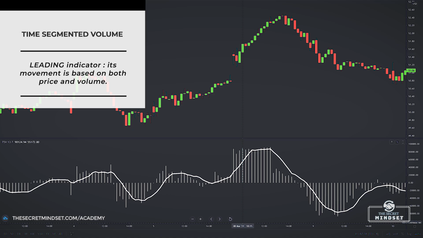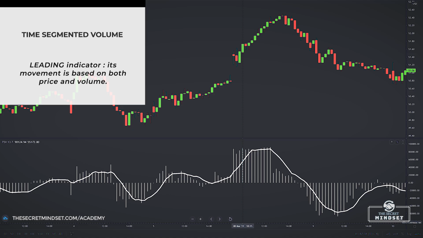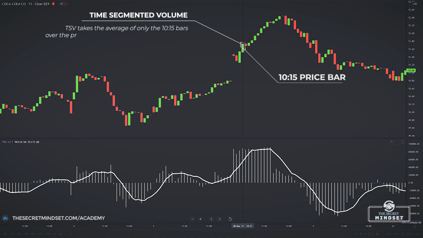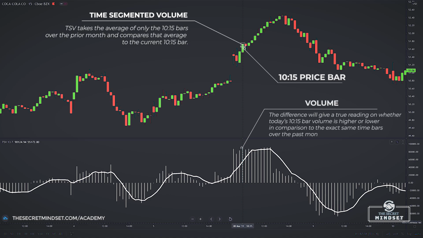Here's the key to why the time segmented volume works. Let's start with the volume on a 15-minute chart, and for example, look at the 10:15 bar. Now, take the average of only the 10:15 bars over the prior month and compare the average to the current 10:15 bar. The difference will give a true reading on whether today's 10:15 bar is higher or lower in comparison to the exact same time bars over the past month.